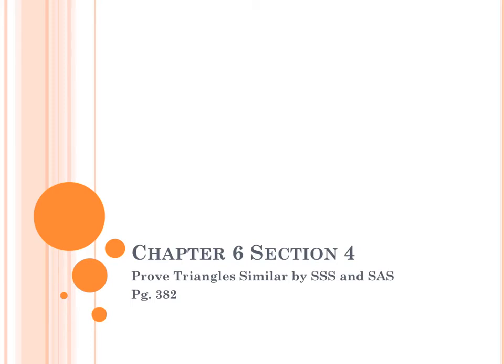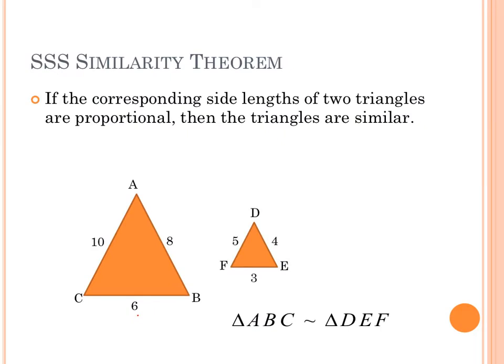This video will cover Chapter 6, Section 4, which is proving triangles are similar using two new methods, side, side, side, and side angle side similarity. So once we get through today's lesson, you'll now know three methods to prove triangles are similar. The first is the side, side, side similarity theorem. It says if the corresponding side lengths of two triangles are proportional, then the triangles are similar.